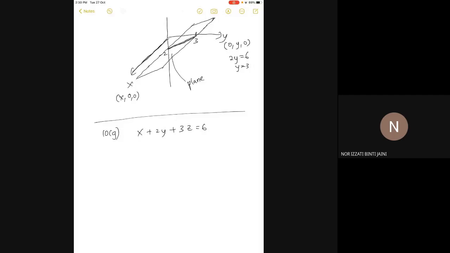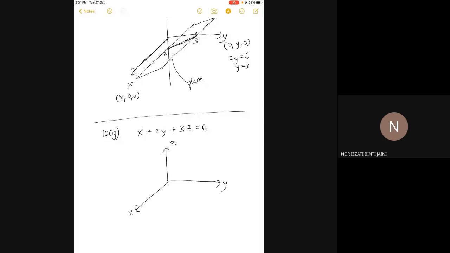Okay, when all variables are there, dia takkan berada sepanjang mana-mana paksi lah. Okay, tetapi dia akan memotong setiap paksi itu. So, you cuma cari di mana dia potong setiap paksi itu saja. And then you akan gabungkan titik tu.